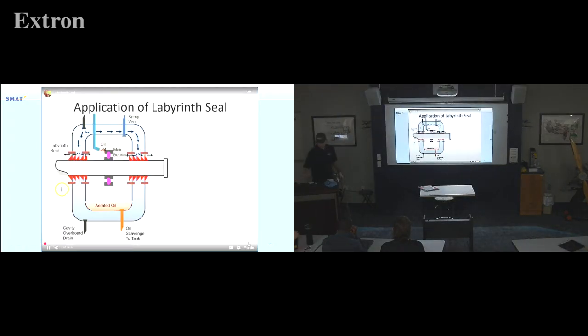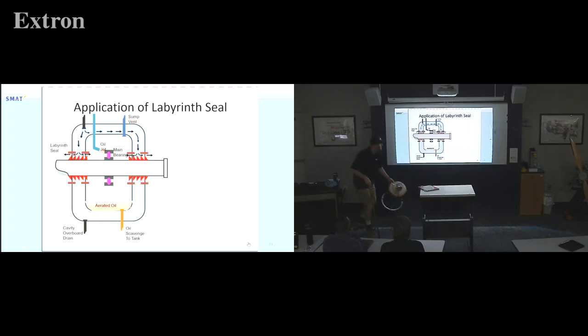So here we have this area here. That is a labyrinth type seal. And a labyrinth seal is comprised of a series of fins or knife edges. On initial running of the engine, the fins lightly rub against the lining. So this is the lining here. And it cuts into the lining, giving minimum clearance between the fins and the lining.